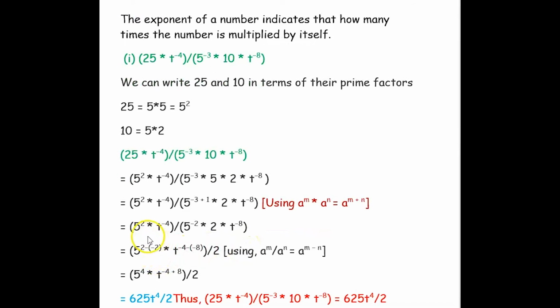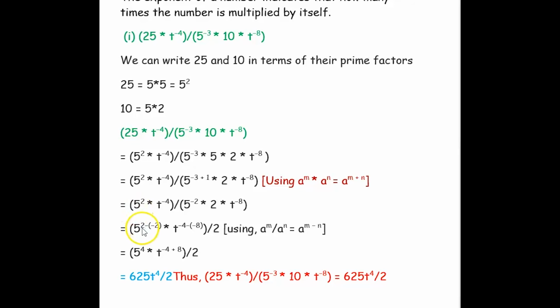So now we can group the same bases. So 5 raised to the power 2, here it is in denominator. By using the law, a raised to the power m divided by a raised to the power n equal to a raised to the power m minus n, so 5 raised to the power 2 minus, here it is negative 2. So it is negative 2 into grouping t terms. So t raised to the power negative 4 minus 8, divided by this 2.